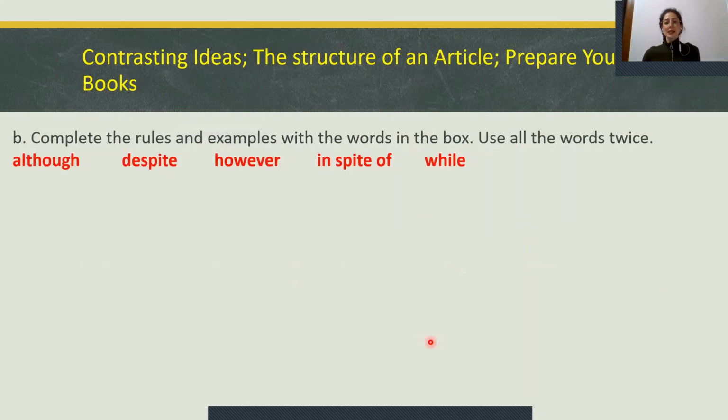Okay, let's do some practice from our book. Complete the rules and examples with the words in the box. Use all words twice. Okay, we will use these twice. We have already analyzed the usages and the rules of these comparing and contrast transition signals, but we will repeat and you will repeat it. This time you will tell the rules to me.